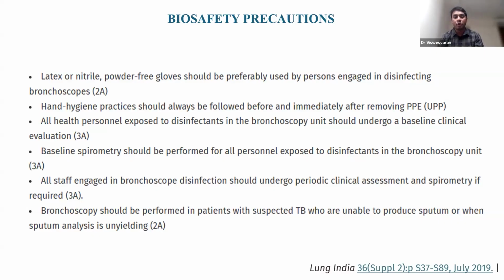Bronchoscopy should be performed in patients with suspected TB who are either unable to produce sputum or in whom the sputum is unyielding. But if you are suspecting an endobronchial TB, as I showed you in the previous cases, then always do a bronchoscopy to confirm the presence of endobronchial tuberculosis.